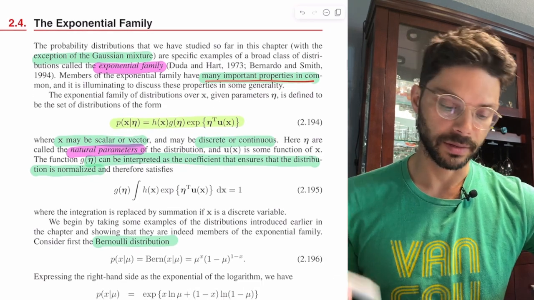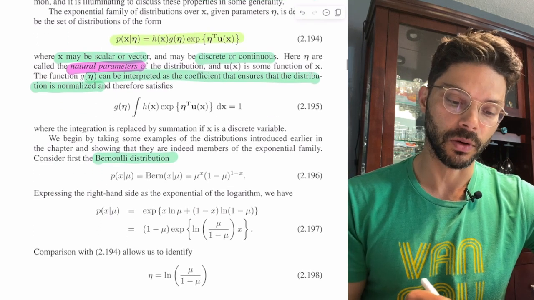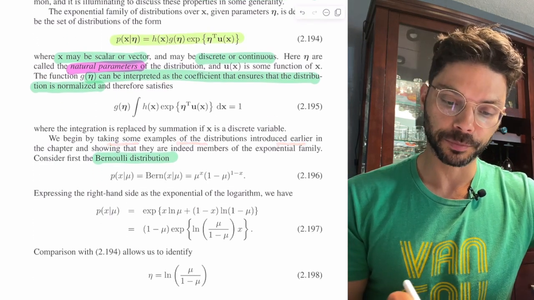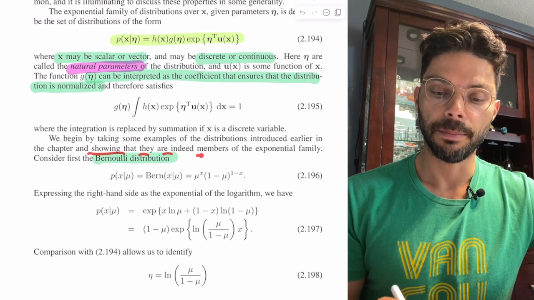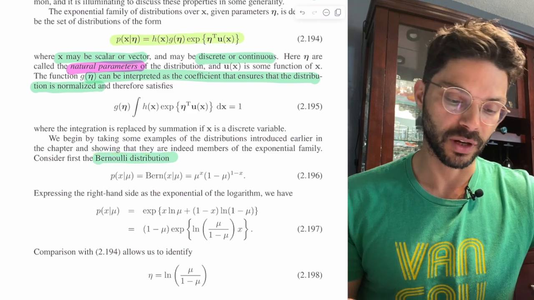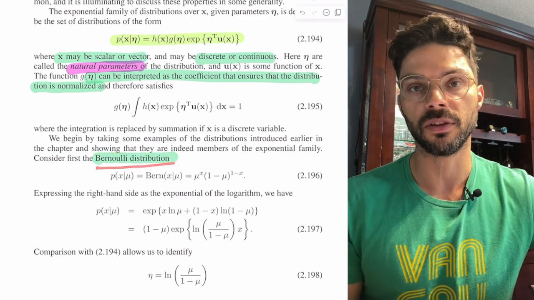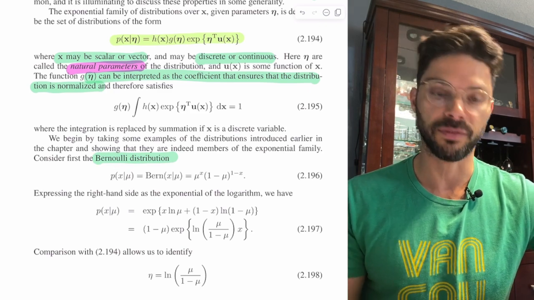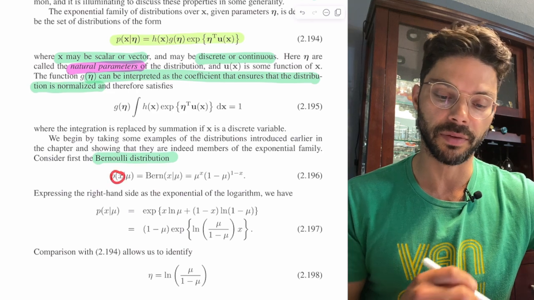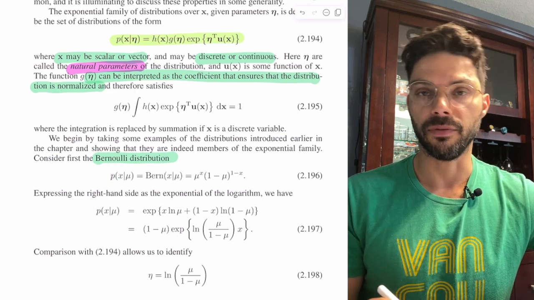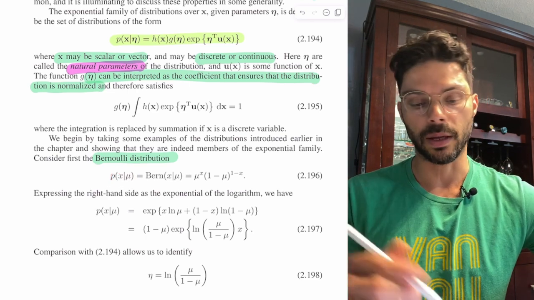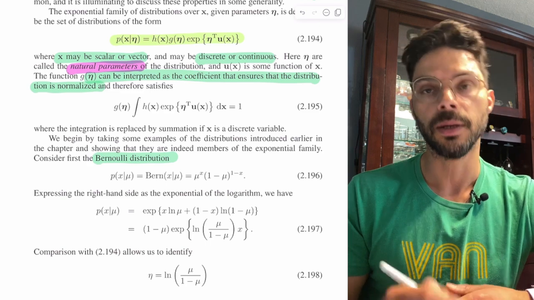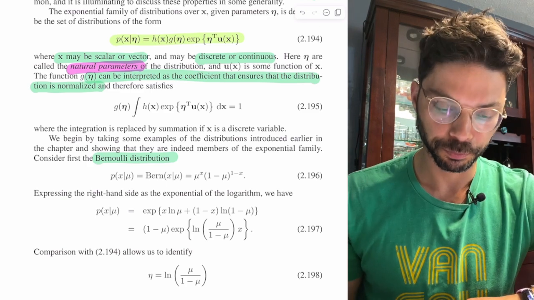Okay, so let's just look at the very first example. So we begin by taking some examples of distributions introduced earlier and showing that they are indeed members of the exponential family. Okay, so consider the Bernoulli distribution. I remember this distribution was, essentially, the coin flip distribution, right? So what is the probability of heads, given that the coin itself has some probability mu of turning up heads.